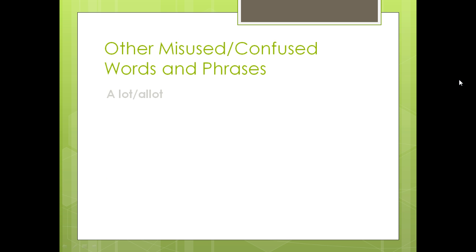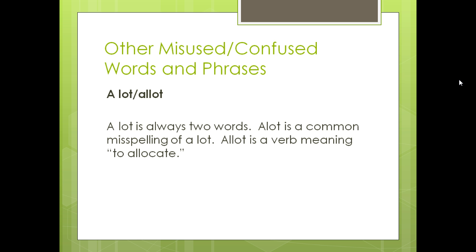A lot and allot. A lot is always two words. Okay, A-L-O-T is not a correct spelling. So when you mean to say a lot in terms of a quantity, or a great deal, that type of meaning, it's always going to be two words. A-L-O-T is not a word. Okay, A-L-L-O-T is a verb meaning to allocate.